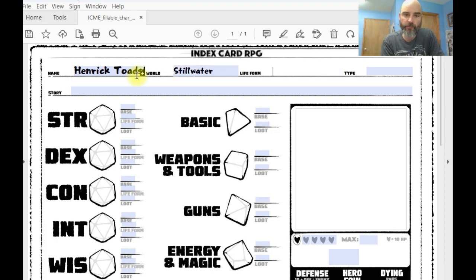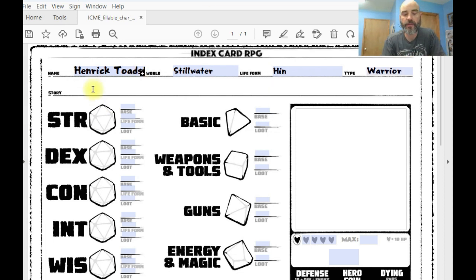Life form, fancy way of saying race or species or whatever you like to say. I don't have any hobbits in the world, but I do have short humans called Hin, and that's what he is. He's a short human. Type, this is the pathway the character has chosen. I'm going to pick a warrior, and more on that later.